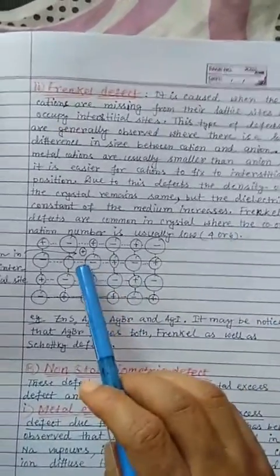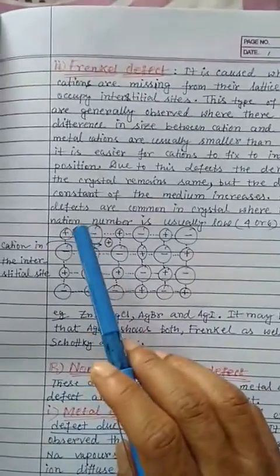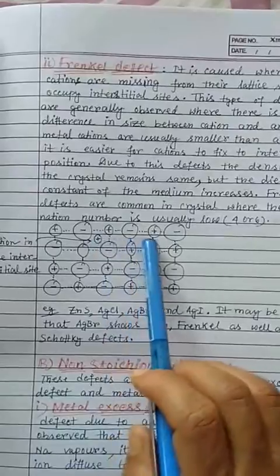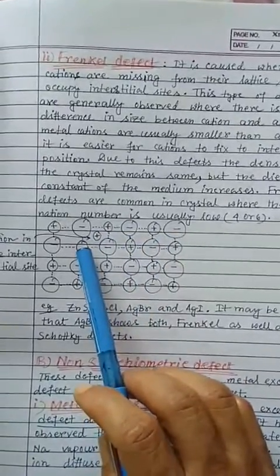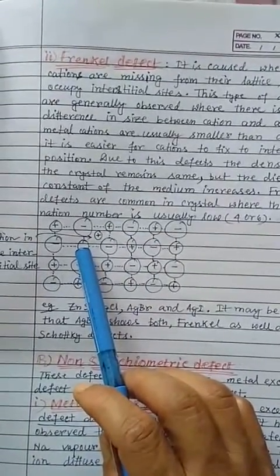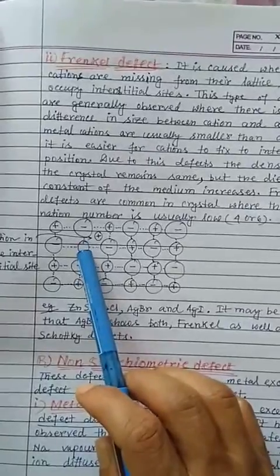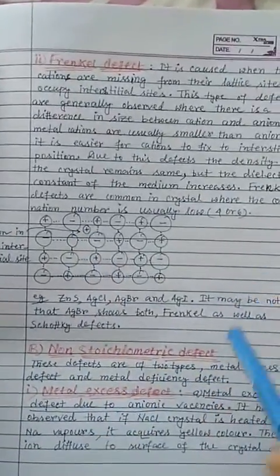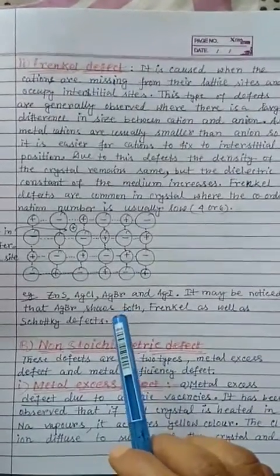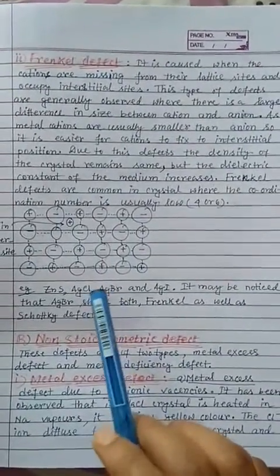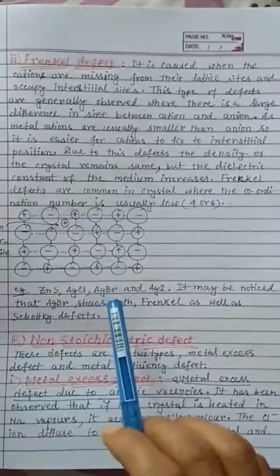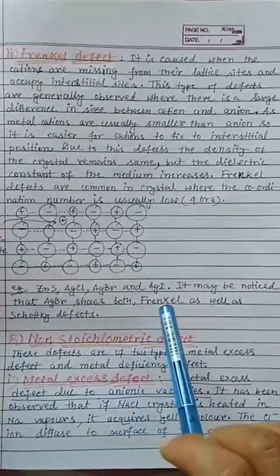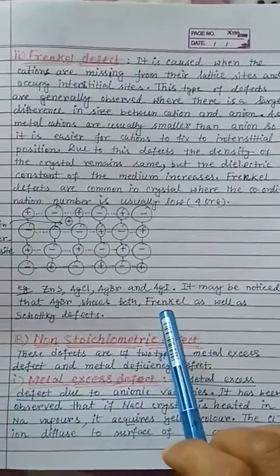This is a common demonstrative figure where the cation is smaller in size than the anion, and this is the first row. There is nothing missing, but in the second row, suddenly a cation changes its position from its lattice site to some interstitial position. Examples of ionic solids that usually show Frenkel defects are zinc sulfide, silver chloride, silver bromide, and silver iodide. It may be noticed that silver bromide shows both Frenkel as well as Schottky defects.